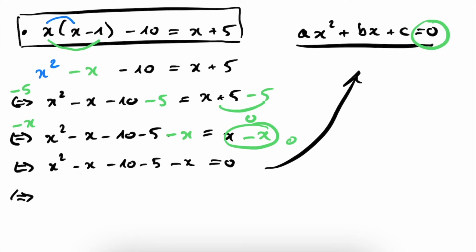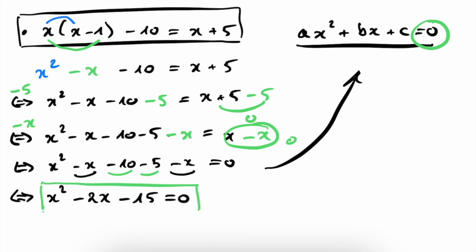So what we do then is get these terms together. So we have x squared, we leave as this, minus 2x, because minus x minus x is minus 2x. And then we just get these two terms together, which is minus 10 minus 5 is minus 15. And there we have it. We have an equation in the form that we can very easily solve by using the general solve equation. So we got from this equation, which didn't look a lot like this one, we got to this one.